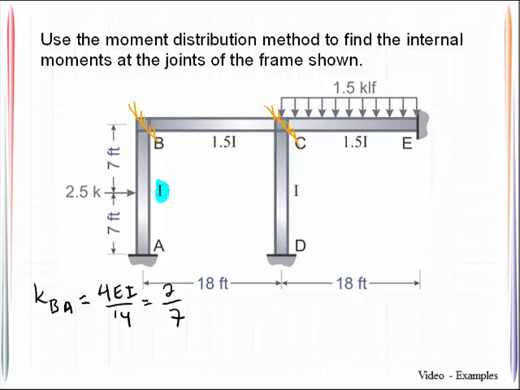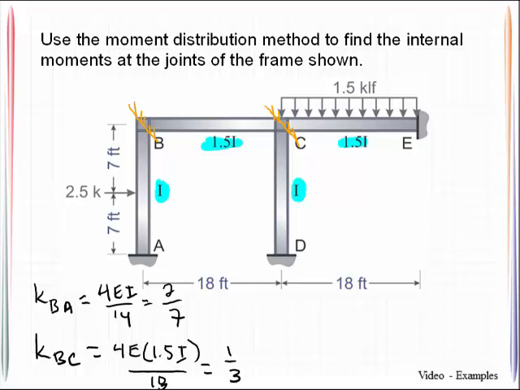But we do need to point out that the columns here have a moment of inertia of I, and the beams have moment of inertia of 1.5 I, and what is assumed throughout the entire process is that the modulus of elasticity is the same for all members. So continuing my calculation of stiffness factors for joint B, then BC, since it is a fixed member, is also 4E, but it's 1.5 I, and that's divided by its length of 18 feet, and that actually works out to be 1/3.